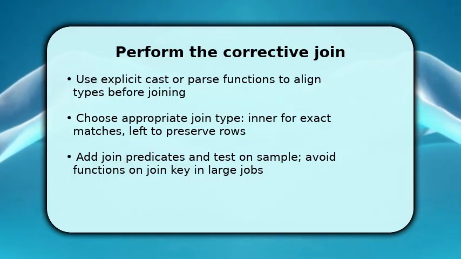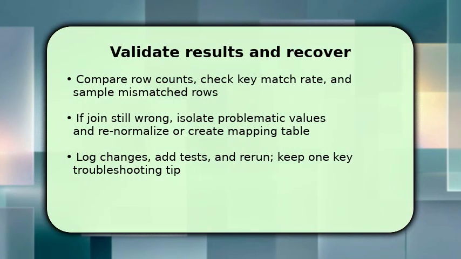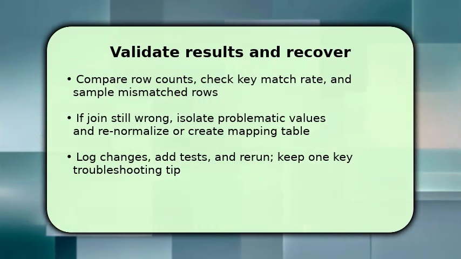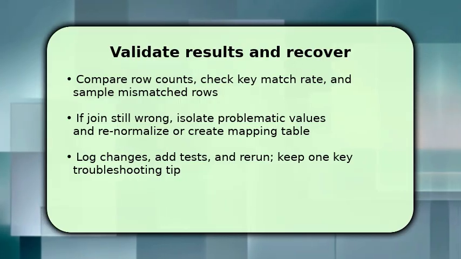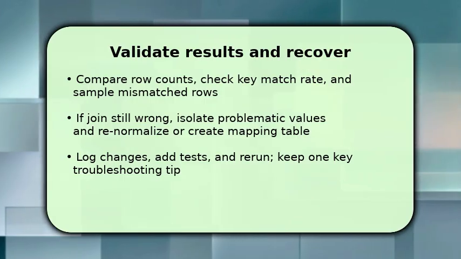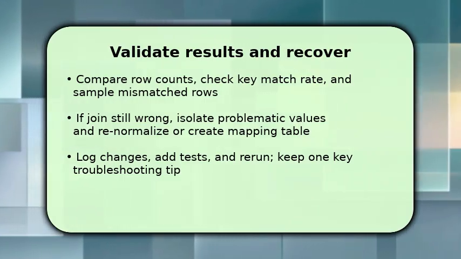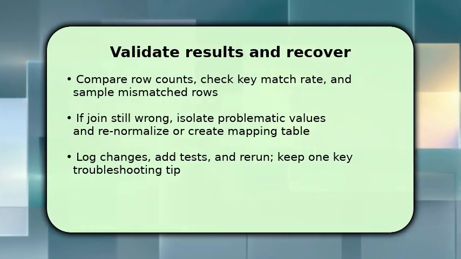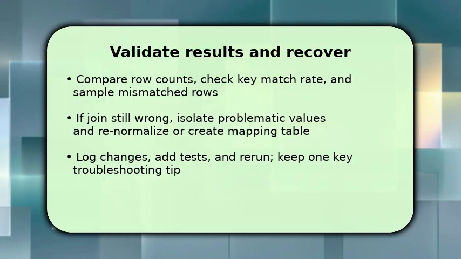Finish by validating and making the fix repeatable so you don't regress. Compare pre- and post-join row counts and compute match rate. Sample mismatches to see if formatting, encoding, or hidden characters persist. If problems remain, isolate offending values and either normalize them or build a small mapping table to reconcile variance. Make changes idempotent, add a regression test, and rerun the job.